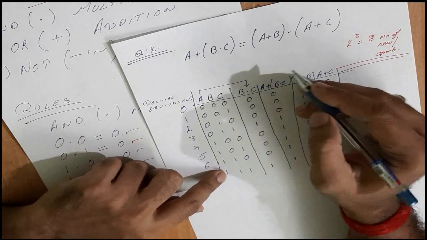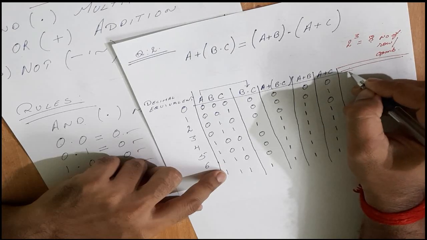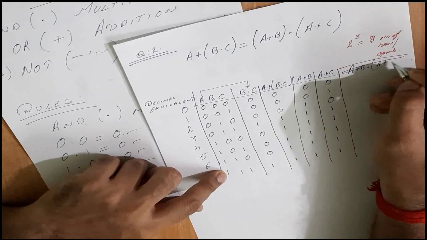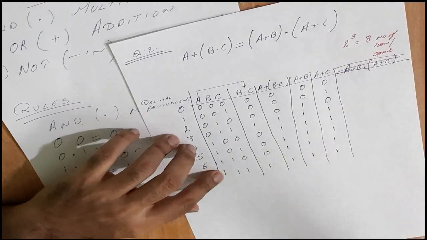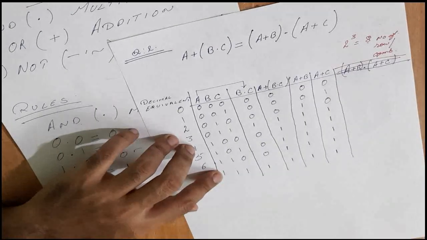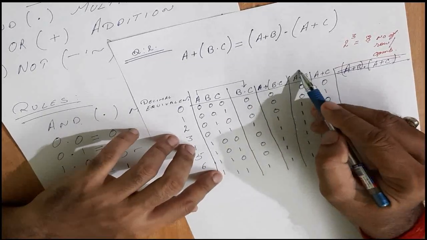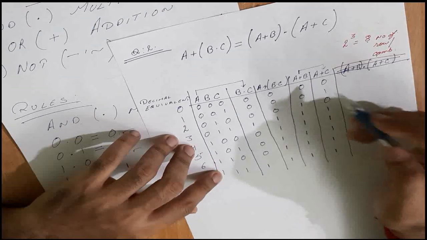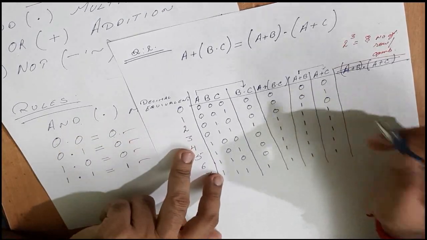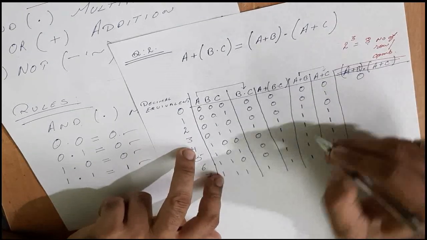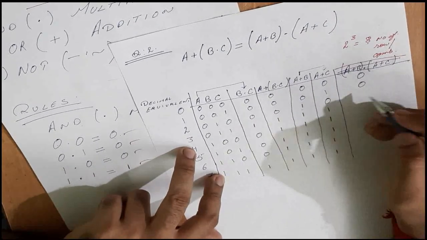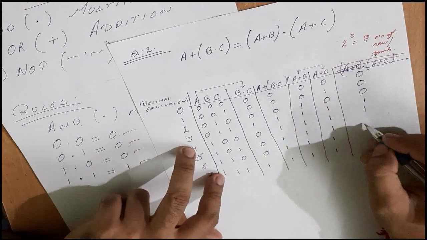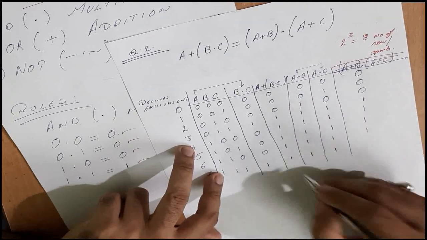Right, students? Now we are left with a plus b dot a plus c. That is, you need to multiply the result of a plus b and a plus c. Let's do it. And you all are aware, if you multiply 0 with any number, it will be 0. So this will be 0. Again, this will be 0. This is also 0. This will be 1, because 1 multiplied by 1 is 1. This is 1, 1, and 1.